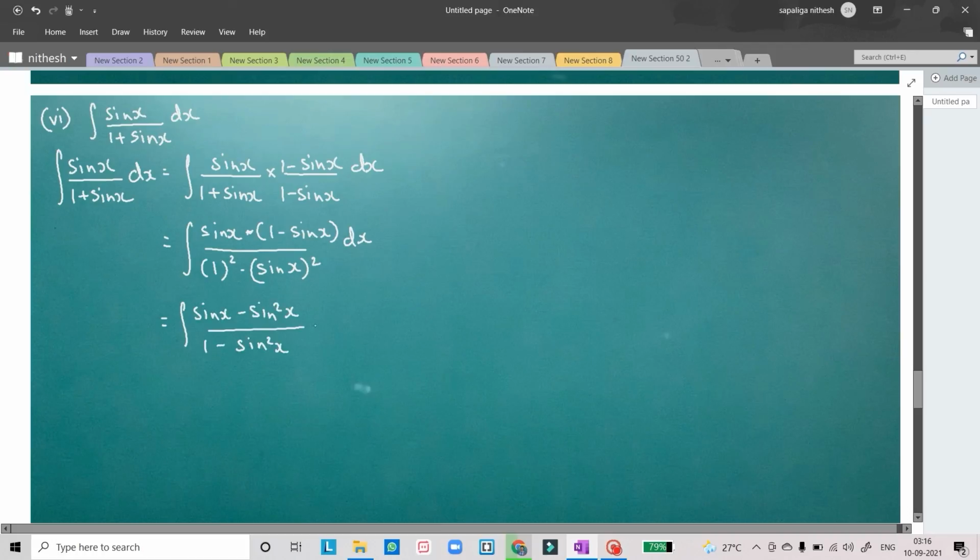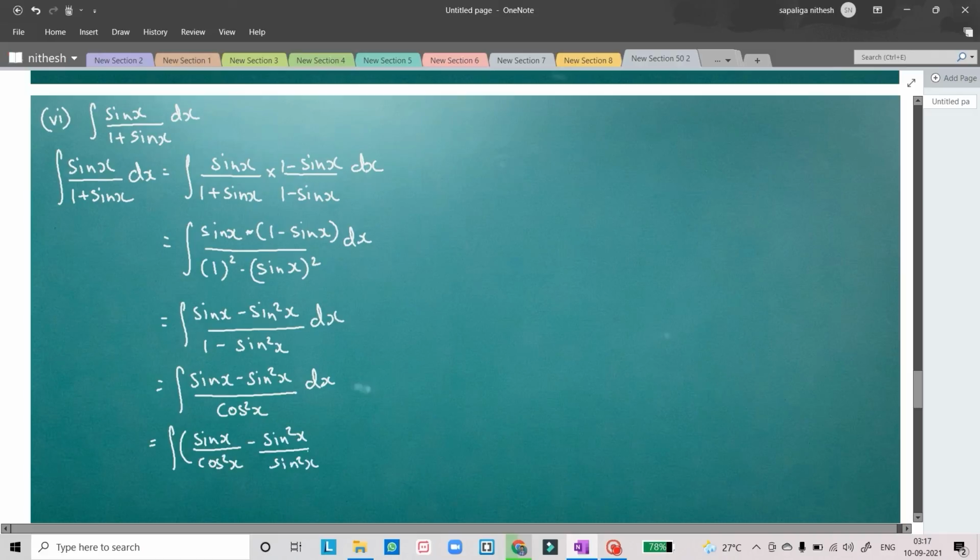Now if you see the denominator, we can write it as cos square x, because 1 minus sin square x gives us cos square x. As we know, the identity is cos square x plus sin square x is equal to 1. Now we'll split the denominator, that is sin x upon cos square x and sin square x upon cos square x.